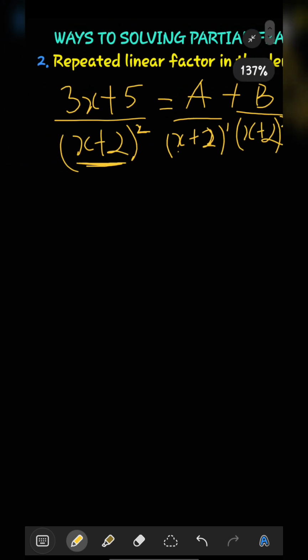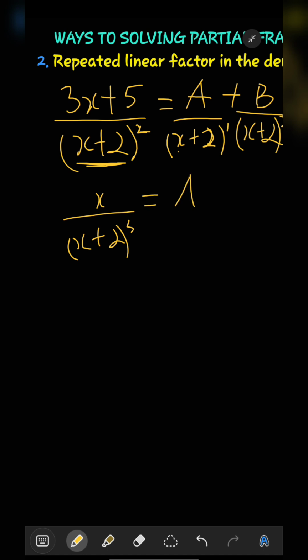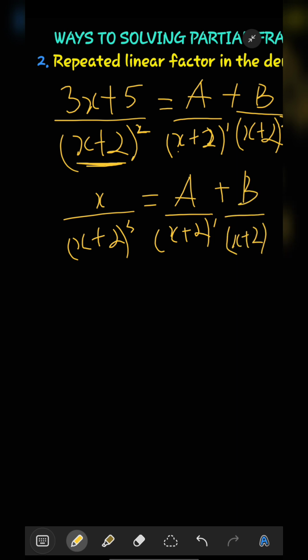Now, in a scenario where we have, let's say, x plus 2 raised to power 3, we are still going to do the same. We are going to do this till we end at the power of the linear factor. So we have a over x plus 2 all raised to power 1, plus b over x plus 2 all raised to power 2, plus c over x plus 2 all raised to power 3. So this is how we are going to solve it for repeated linear factors.